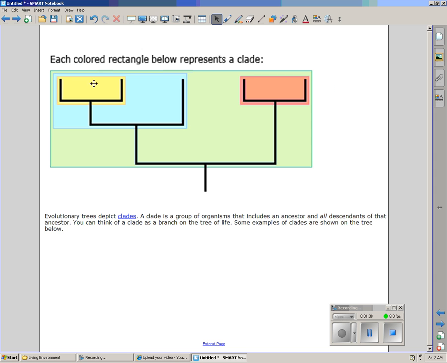If we continue looking at some of these, each of these rectangles here, the colors, are actually showing you a different clade. And a clade is a group of organisms that includes an ancestor and all the descendants of that ancestor. So these clades have something in common, and then they can branch off and become more specific. They all have this common ancestor at the bottom, but all of these organisms located in the red are going to be one clade, and they're descendants of the same ancestor. Same thing with the yellow one, and then the blue one will be descendants of this ancestor here. Okay, and it can keep branching off to become smaller and smaller.